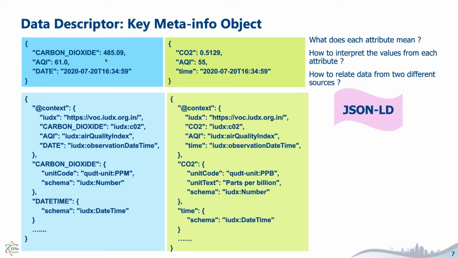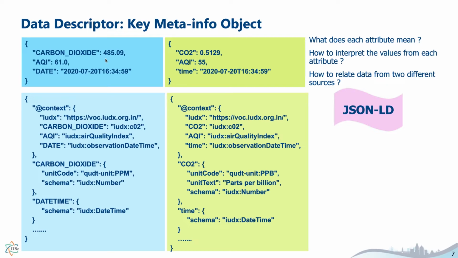The data descriptor objects which are shown here are JSON-LD objects, and they contain the context of each of the data sources using the @context directive of the JSON-LD representation format. For example, in the first source, it links carbon_dioxide to IUDX:CO2, thereby stating that the semantics of carbon_dioxide are the same as that of the property CO2 listed in the IUDX vocabulary. Similarly, for the attributes AQI and date.